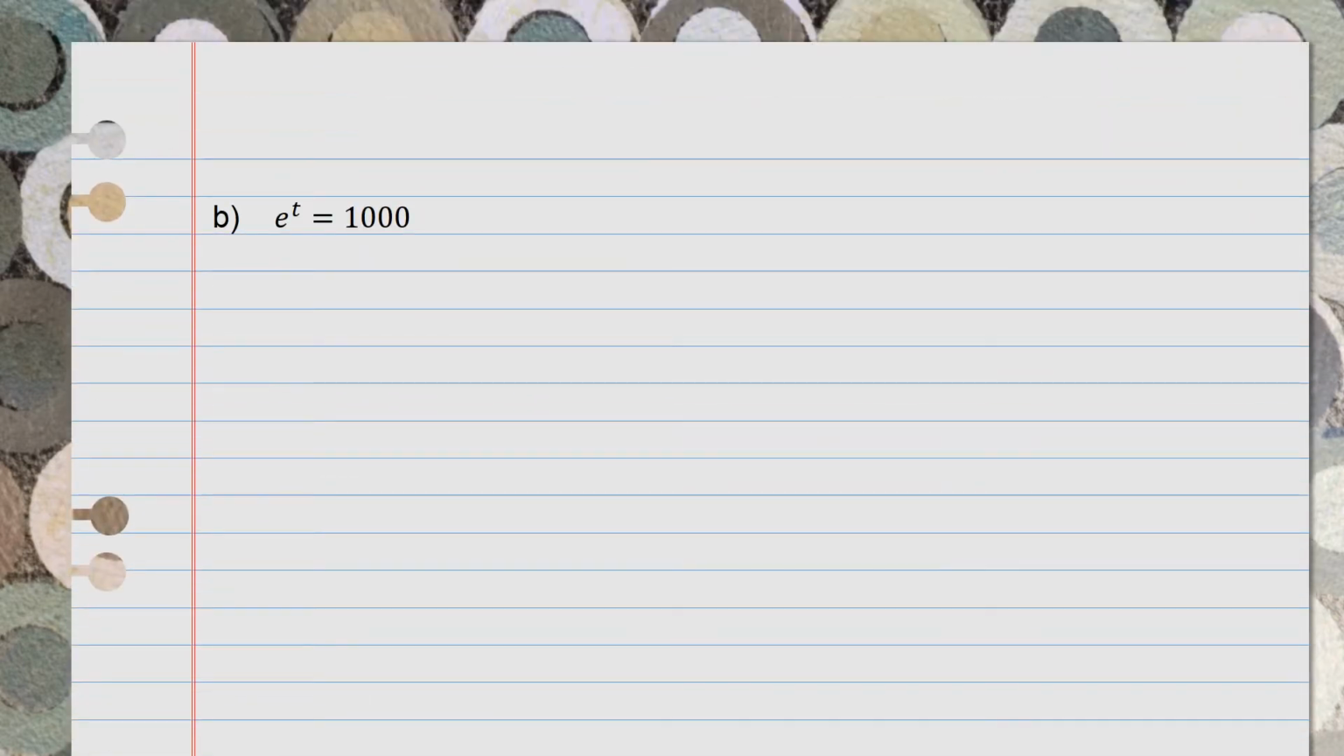For b, we have e raised to the power of t equals 1,000. And again, this is an equation, so it has 2 sides to the problem. Now, since I have e raised to a power, I want to, if possible, rewrite both sides of the equation with the same base. Is that possible?